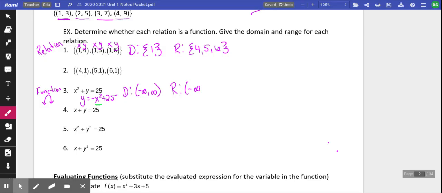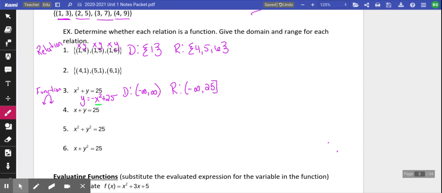And then the highest that negative x squared could be is 0. Because if we plug in an x value of 0, right? That's the only case where negative x squared can't be a negative number. So if negative x squared is 0 and you add 25, that means our maximum is going to be 25. And we're going to put a bracket since we're going to actually include it. And there's our range.